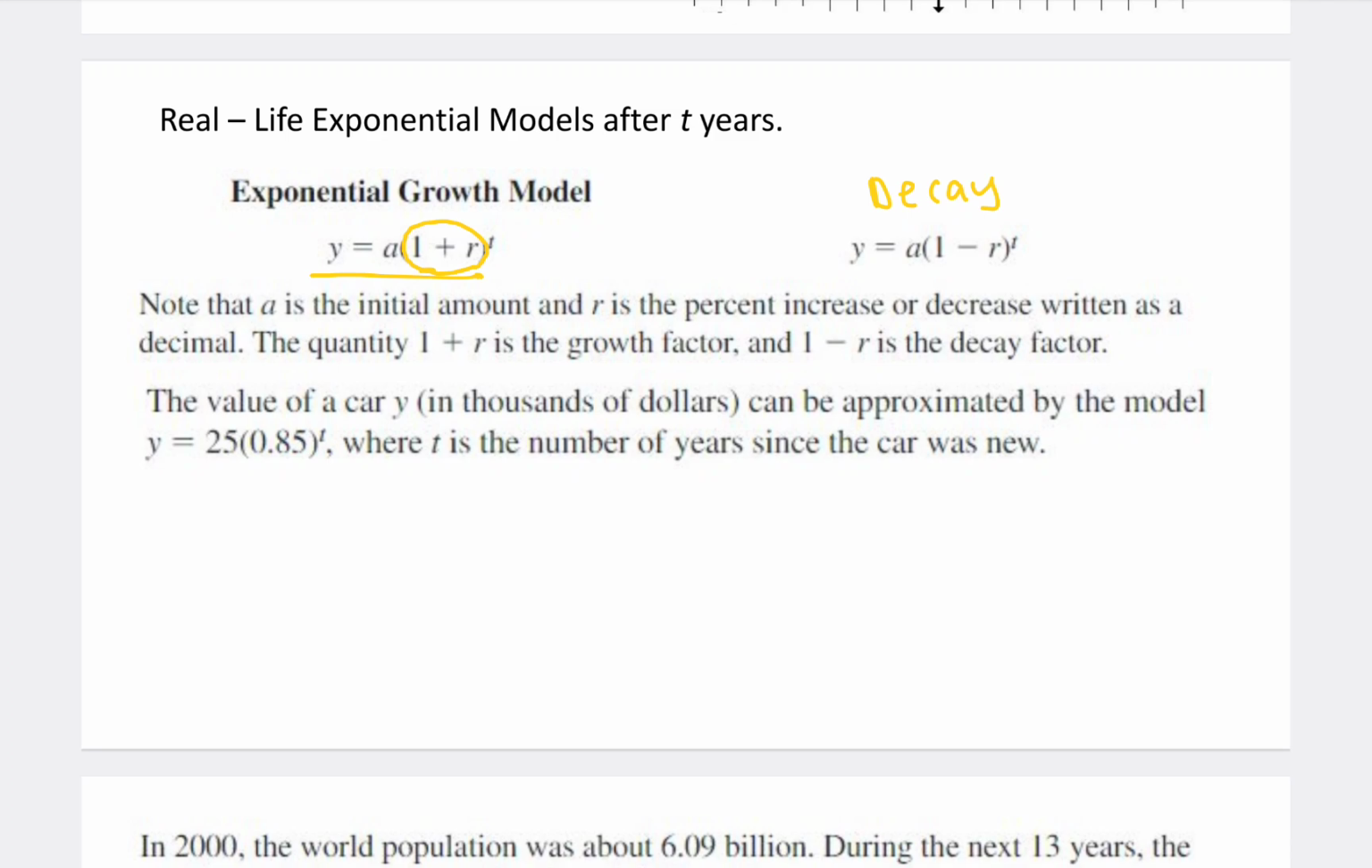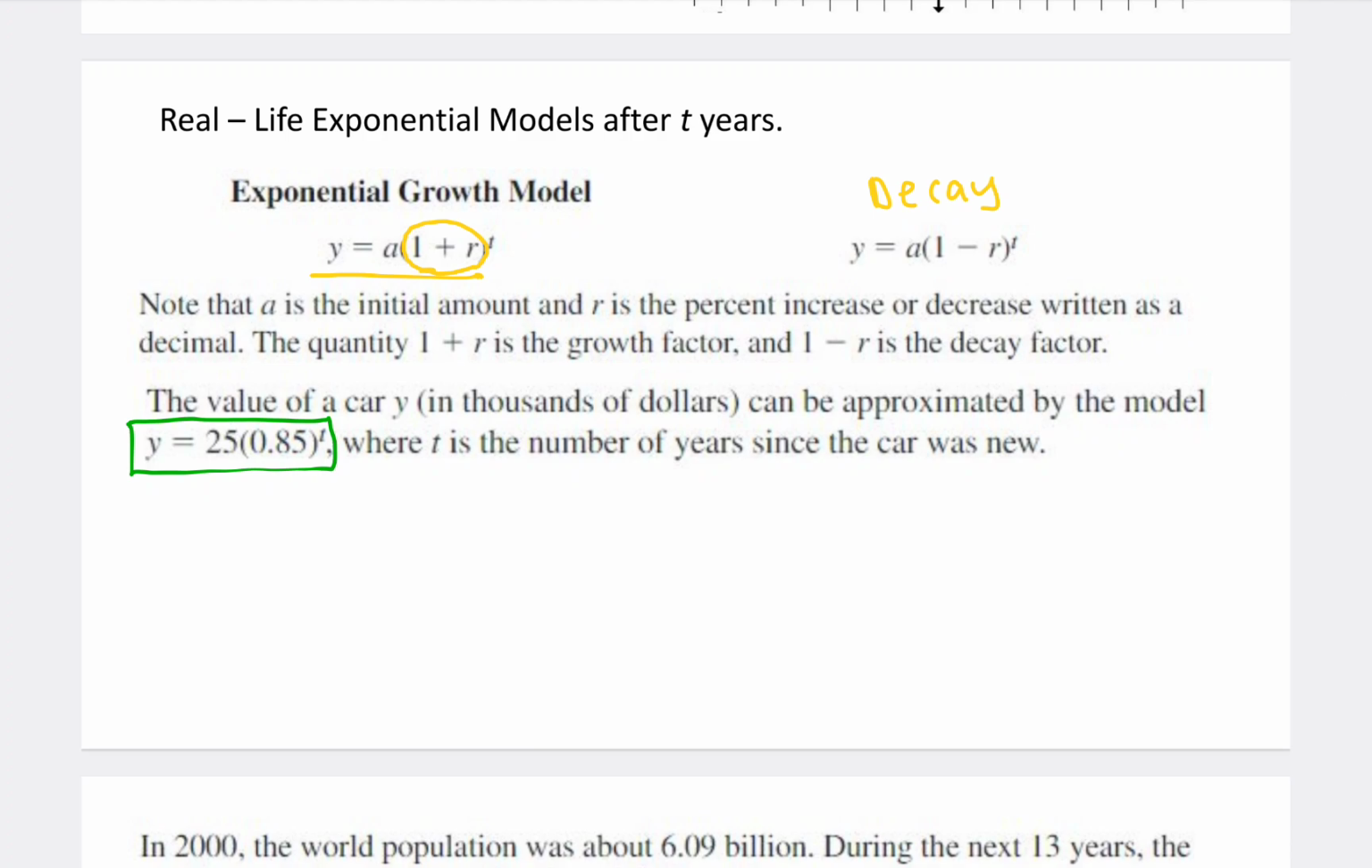So where we apply these is anytime something is going to grow or decay and model something exponentially. Usually it's in reference to time. The A stands for the initial amount. The R is the percent increase or decrease. That's a rate. And T stands for time, usually in years. So if we say the value of a car, Y, can be approximated by this model, where T is the number of years since the car was new.